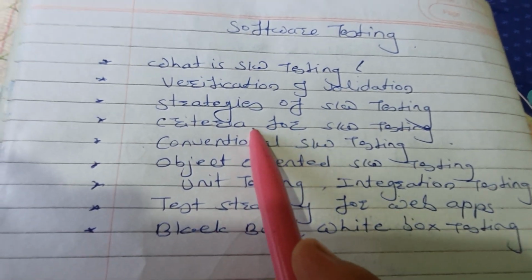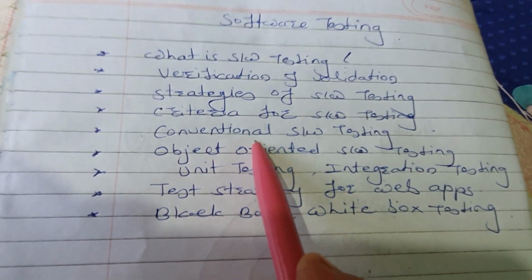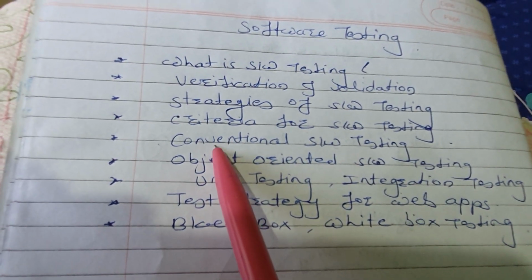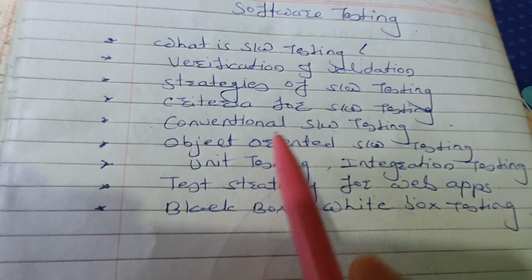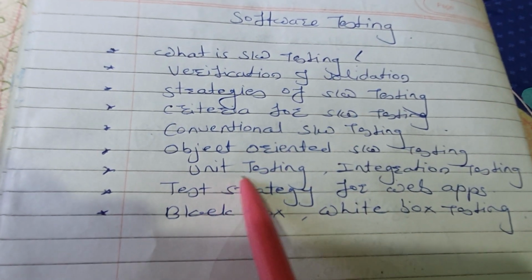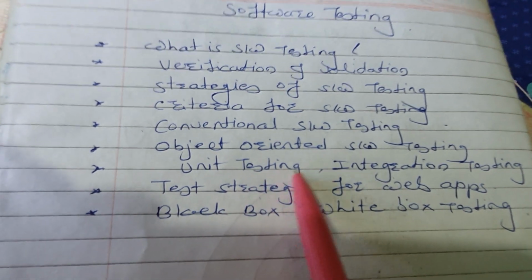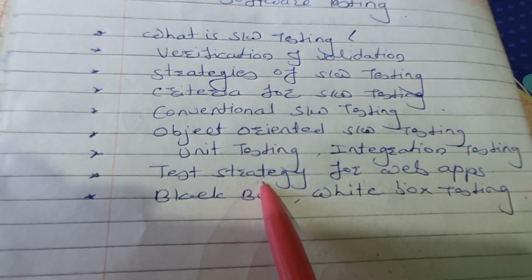These are the criteria for software testing. Then what about conventional software testing, object oriented software testing, or comparison between conventional and object oriented software testing. Then short note on unit testing, integration testing in object oriented context. Then next one is test strategies for web application.